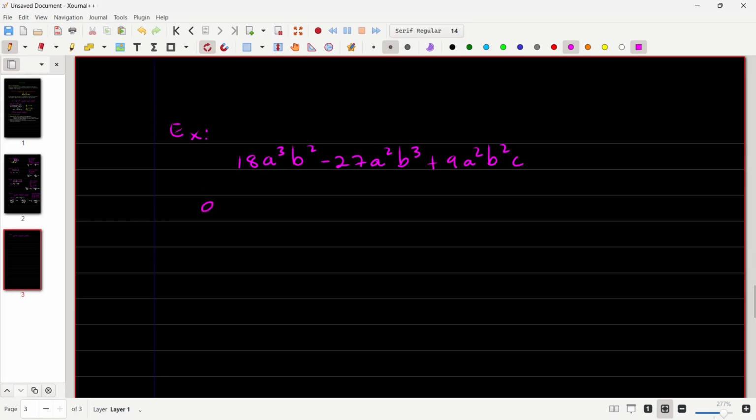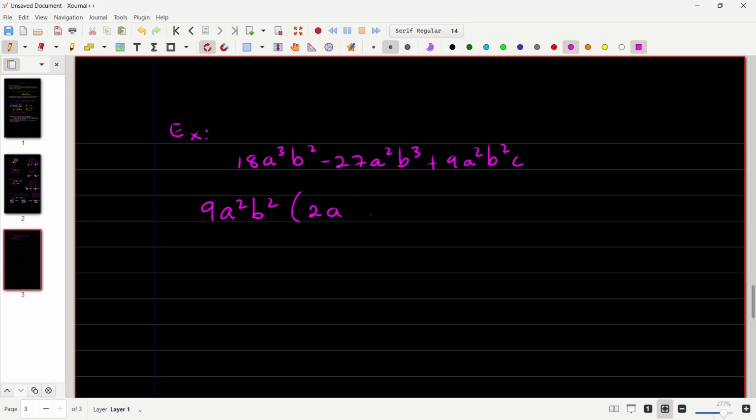So I put 9 here. Then the lowest power of a, since a is common to all of them, is a to the second. Then the lowest power of b is b to the second, since it's common to all. And then c is not common to all, so I ignore it. Then I simply take 18 and divide it by this in my head. And I can see 18 divided by 9 is 2. 2 a's here, 3 a's there, leaves 1 a remaining. 2 b's here, 2 b's here, that means no b is remaining.